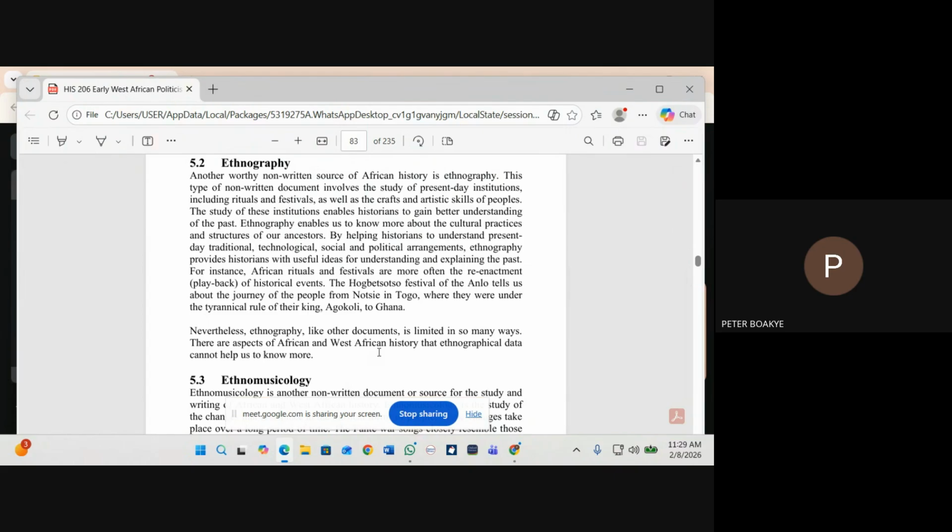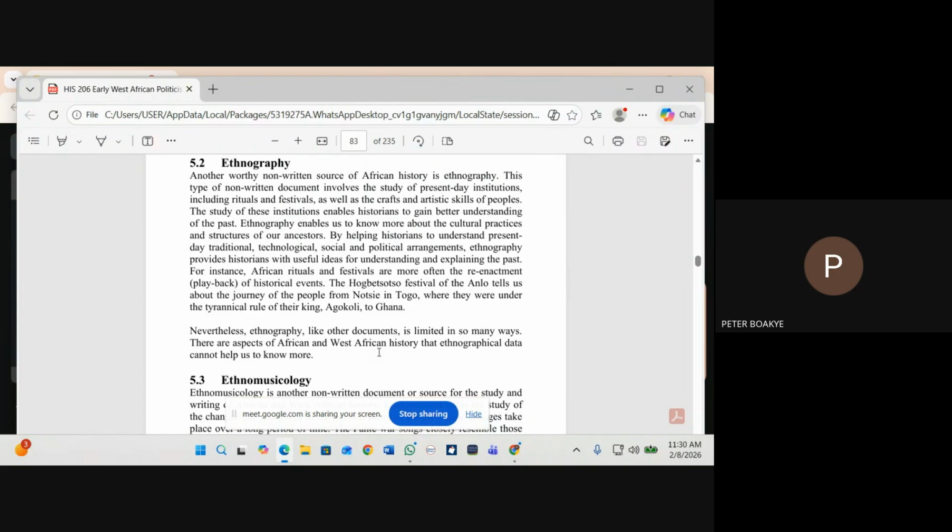Then we also have ethnography. This is another non-documented source. This type of non-written document involves the study of present-day institutions, including rituals and festivals, as well as the crafts and artistic skills of the peoples. The study of these institutions enables historians to gain better understanding of the past. Ethnography enables us to know more about the cultural practices and strategies of our ancestors. By helping historians to understand present-day traditional, technological, social, and political arrangements, ethnography provides historians with useful ideas for understanding and explaining the past.